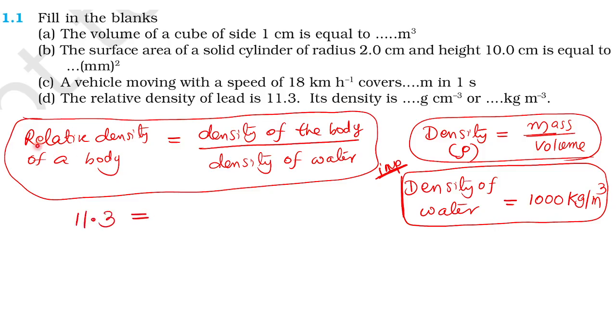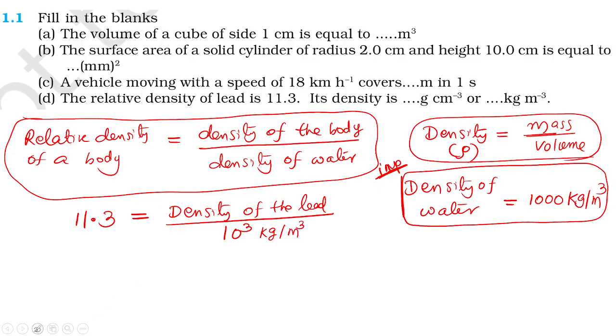Given left hand side is what? Relative density. It is given as 11.3. Right side is density of the lead. Density of the lead we don't know. Density of the lead divided by density of water. Density of the water is 1000 or 10 cube kilogram per meter cube.